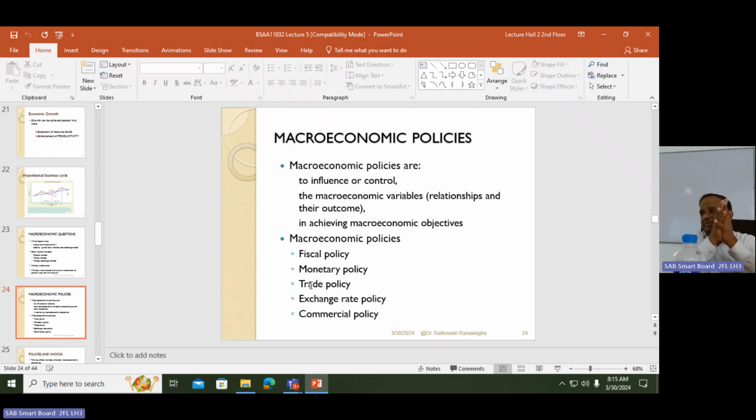So we need to change the behavior of these macro variables in an appropriate manner. Therefore, we need policies. The different policies we identify are fiscal and monetary.